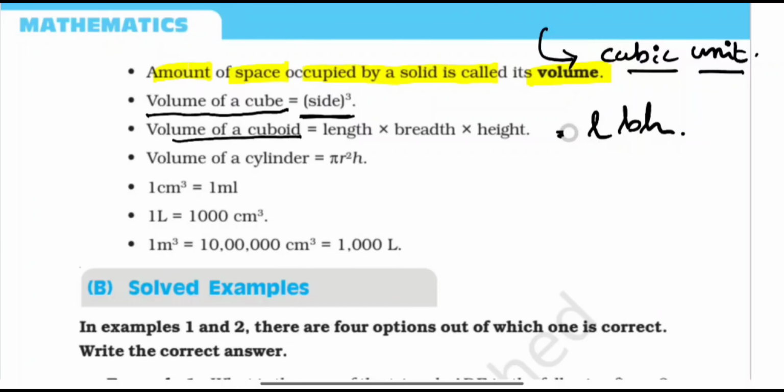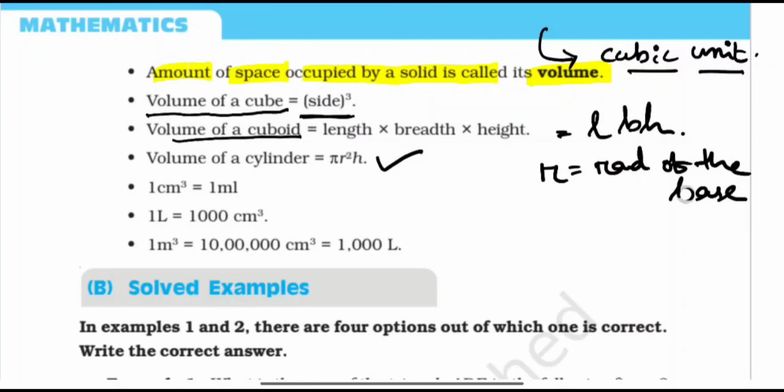Is that clear? And the next formula is about the volume of a cylinder. What should be the volume of a cylinder? The volume of a cylinder is pi r square h. Clear? What does r stand for? R stands for the radius of the base, and h is the height of the cylinder.